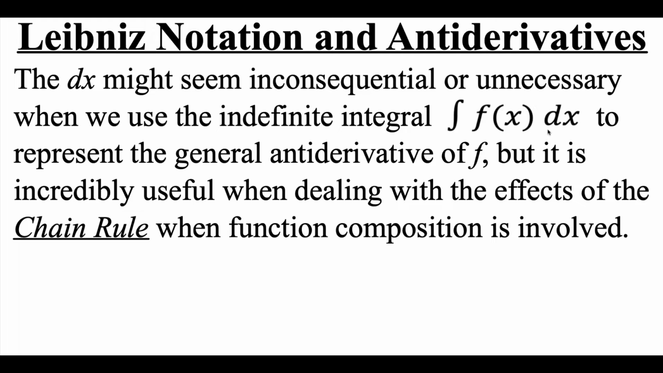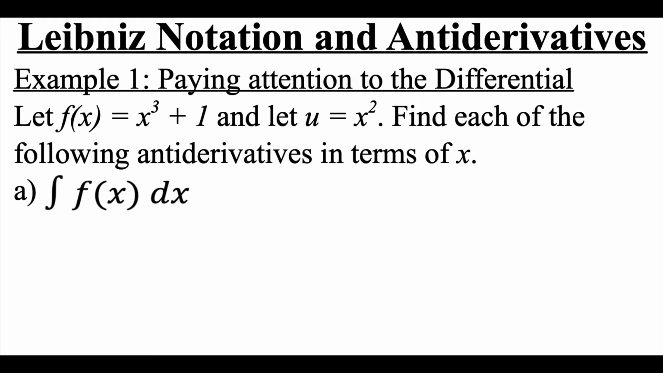function composition involved. So in this example, we're going to let f of x be the function x cubed plus 1, and we're going to let u represent x squared. And what we're going to be doing is finding some different antiderivatives using these two pieces of information. So for part A here, we're just going to find the antiderivative of f of x dx.